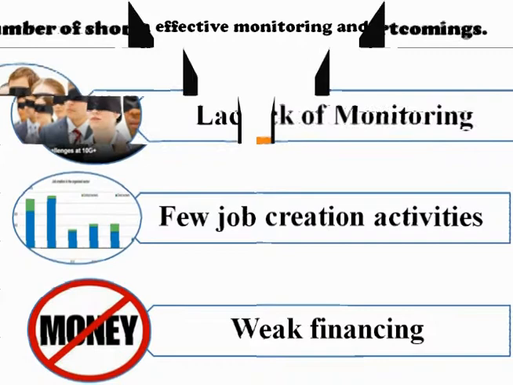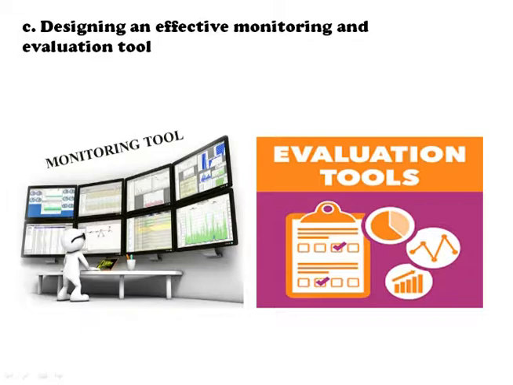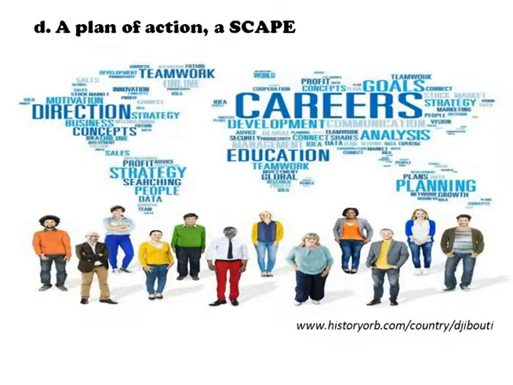The current version of the INDS covers the period 2011 to 2015. Efforts have been made to avoid the shortcomings of the first version, and in fact, the actions have been prioritized. However, designing an effective monitoring and evaluation tool seems to pose a serious challenge to the success of the program. A plan of action entitled Strategy for Accelerated Growth and Employment Creation, or SCAPE, is scheduled for 2015 to 2019 and is expected to focus on growth sectors with a view to increasing the diversification of the economy.